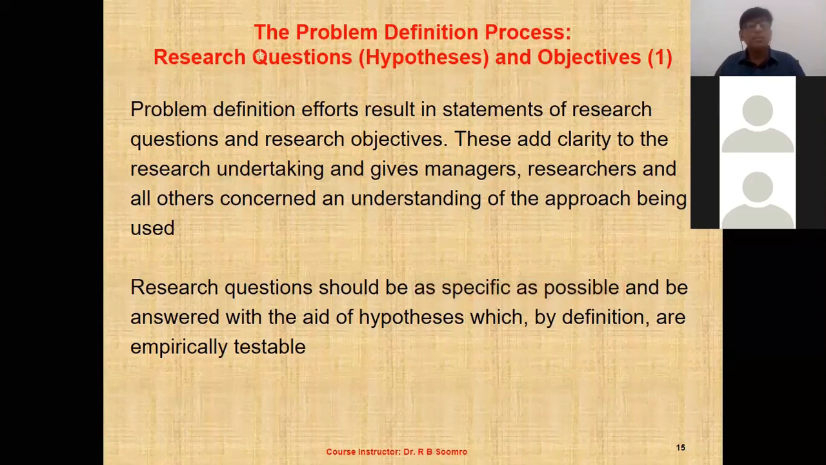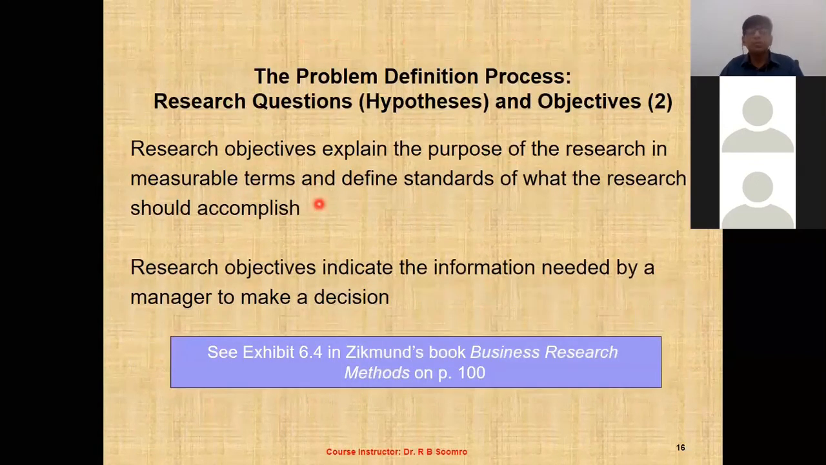And then the research problem definition process: research questions, hypotheses, and objectives. Research objectives explain the purpose of research in measurable terms and define the standards of what the research should accomplish. In this way, you have to find out the overall objective of your research. There may be one objective or several objectives, but normally in a research paper there may be one or two objectives. But in a research thesis, PhD level or MPhil, there may be several objectives.